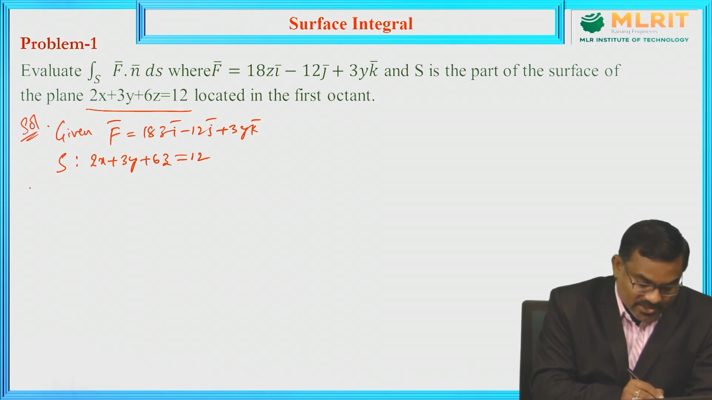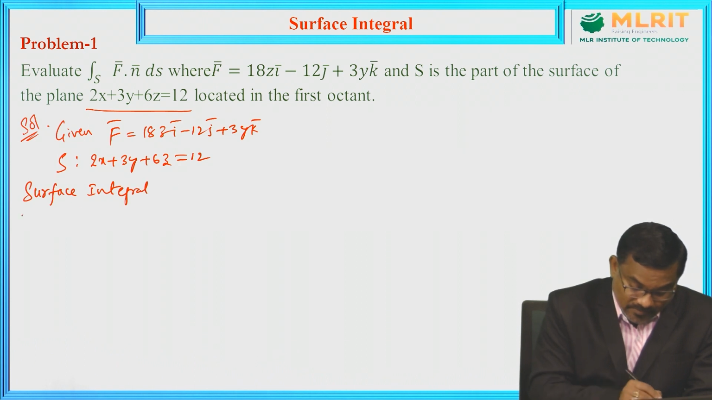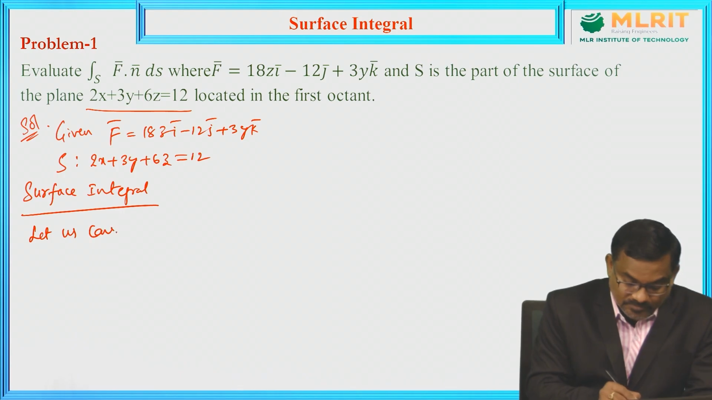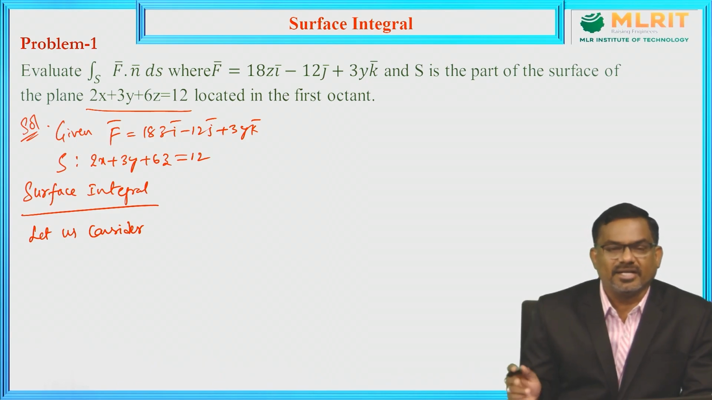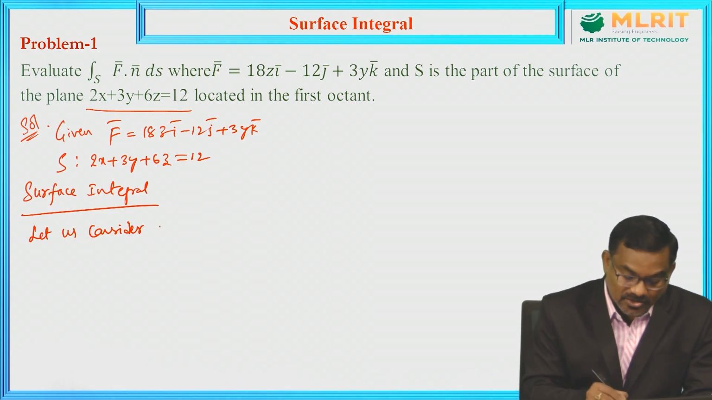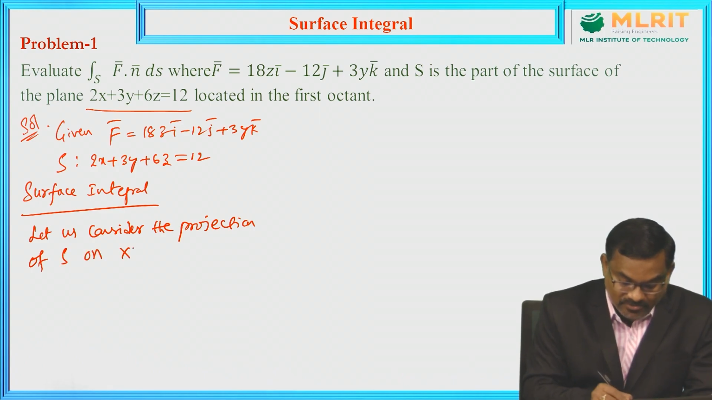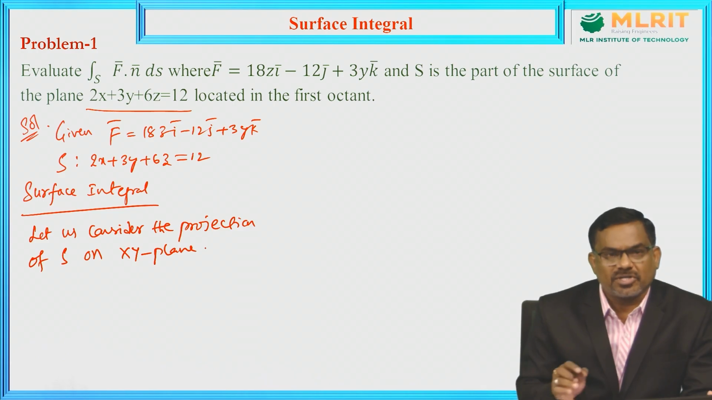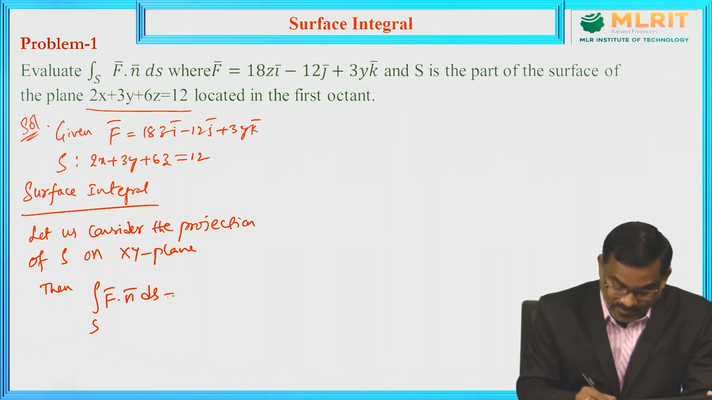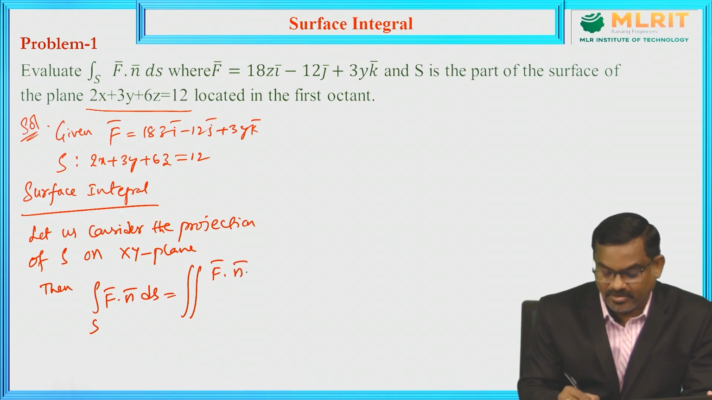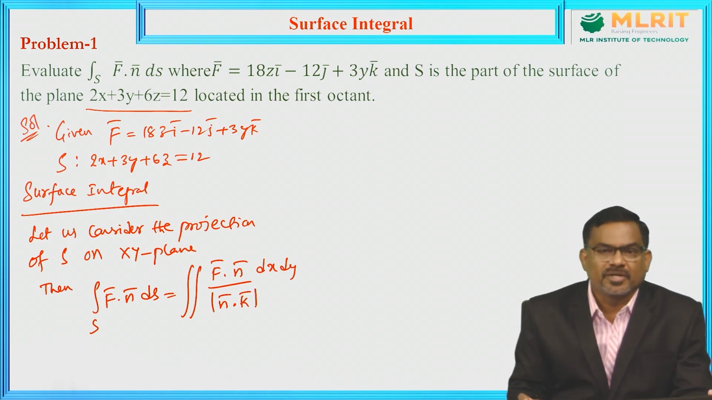So what is the surface integral? First, the formula for surface integral. Just now I told, we can consider any one of those three formulae. That means we can consider the projection of the surface either on xy plane or yz plane or xz plane. Let us consider the projection of the surface S on xy plane. If I consider the projection on xy plane, then the surface integral of f bar dot n bar ds will be the double integral of f bar dot n bar dx dy by mod n bar dot k bar. This is the formula to evaluate the surface integral.